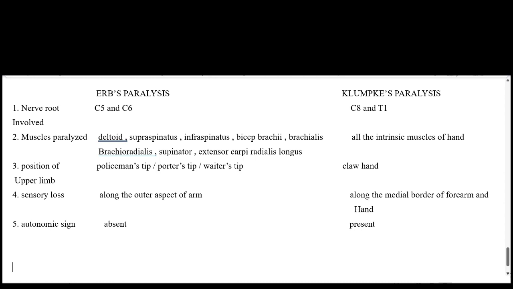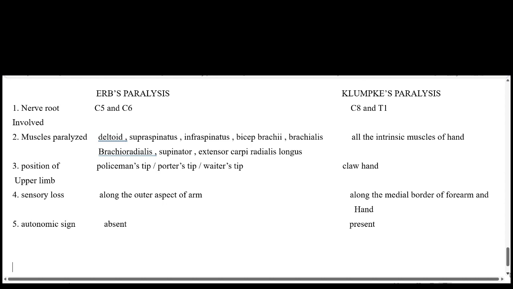And Klumpke's paralysis, we have just seen that all the intrinsic muscles of the hand are involved. Position of the upper limb, we have already told that the policeman tip, potter's tip, waiter's tip in the Erb's paralysis, and in the Klumpke paralysis, there is a claw hand. Sensory loss we can see in Erb's paralysis the outer aspects of the arm, and in Klumpke's paralysis we see that along the medial border of forearm and hand.